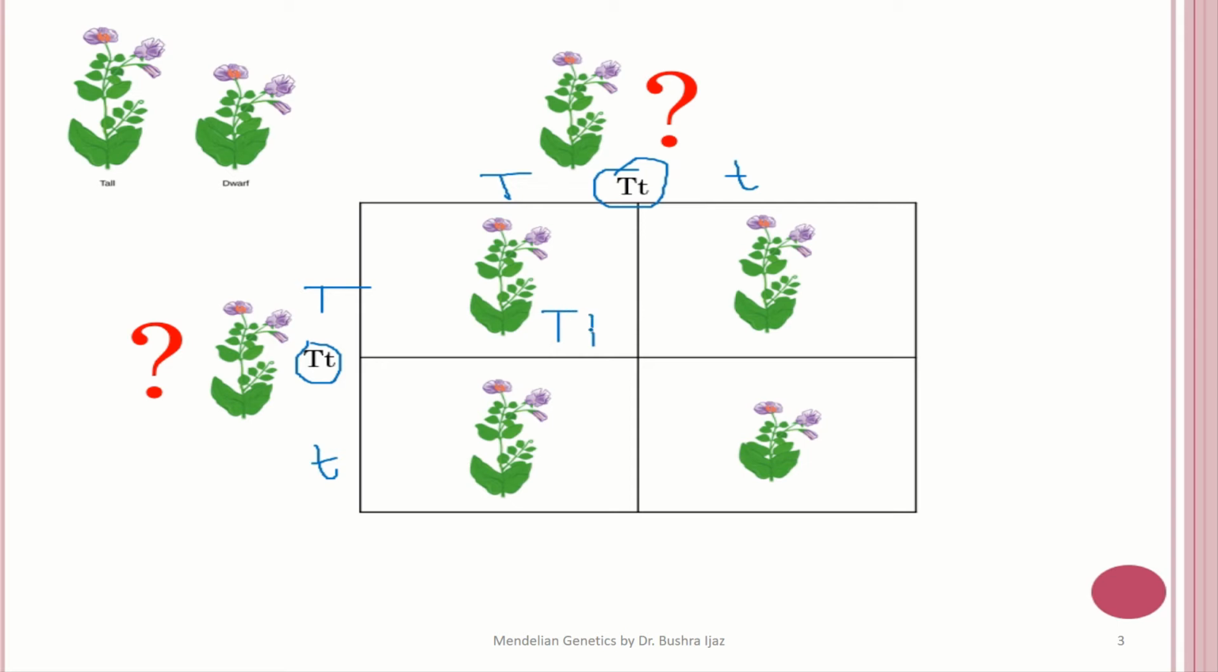Capital T, capital T. Capital T, small t. Heterozygous but tall. Again, capital T from here, small t, and then this is the combination actually, small t and small t here. This is giving a 3:1 phenotypic ratio, whereas it is a 1:2:1 genotypic ratio of this cross.